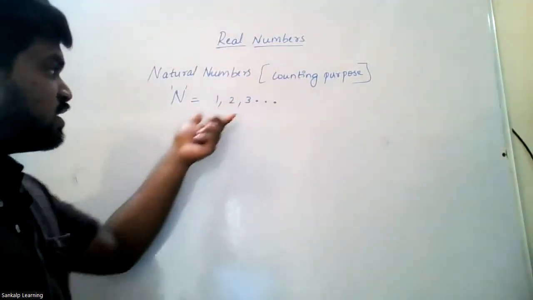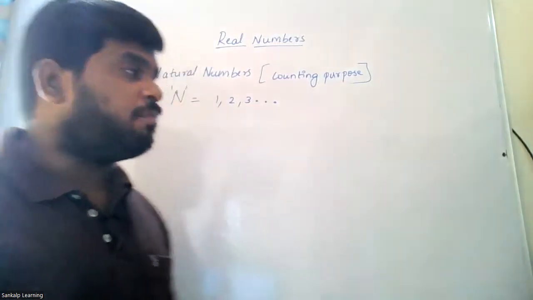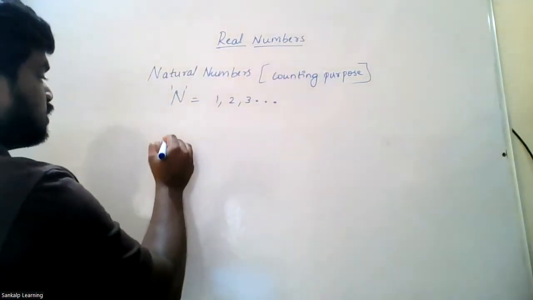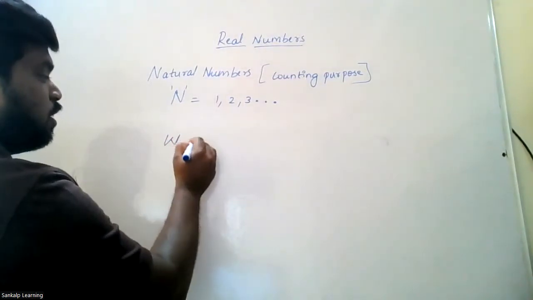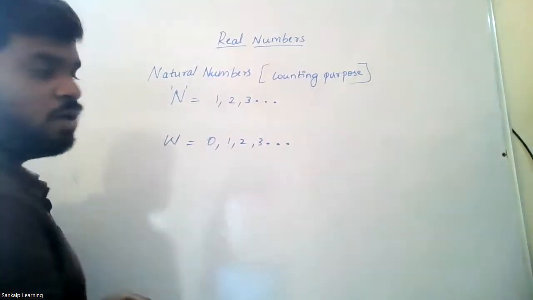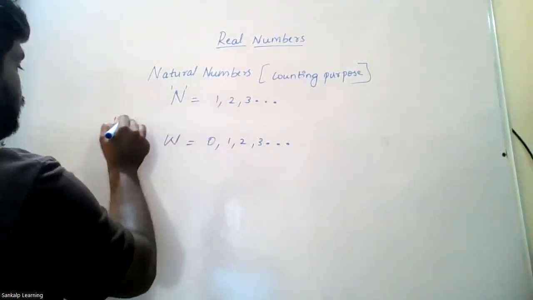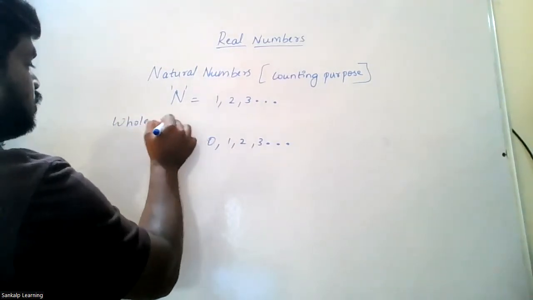To these natural numbers, if I include one more number, that is 0, then it is known as a new type of number known as whole number. 0, 1, 2, 3, and so on. Without 0 it is natural, with 0 it is whole number. Let me write that also, whole number.